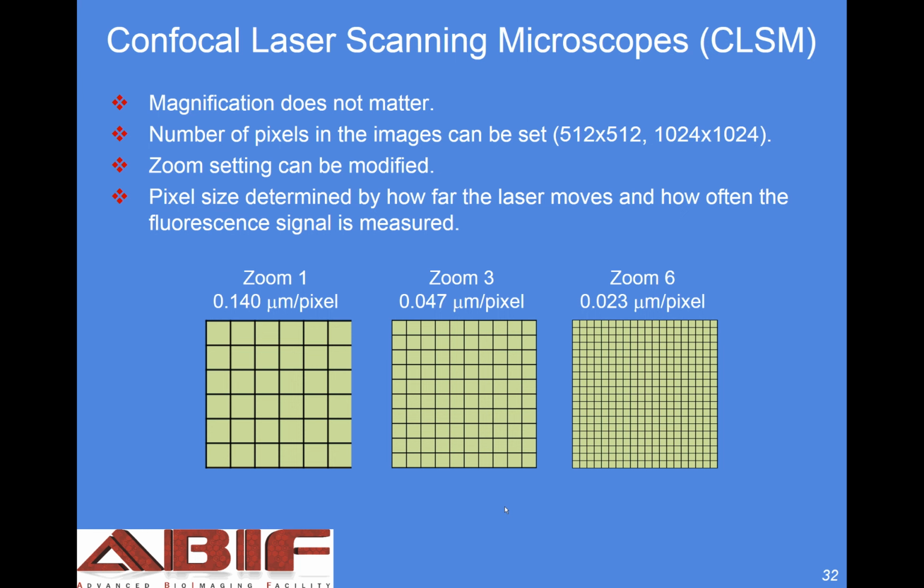And the pixel size is basically determined by how far the laser moves and how often the fluorescence signal is measured. So if you're at zoom 1, the laser beam is going to sit in this location and take one data point. And then as it moves, another data point will be collected here and here. Whereas if we're at zoom 6, the laser beam will be here and take a data point, and then in the next location take a data point. And so it's going to move less distance in order to collect more data points. And you can play around with scan speed and zoom and so on, and really fine-tune the pixel dwell time and the pixel size for your images.